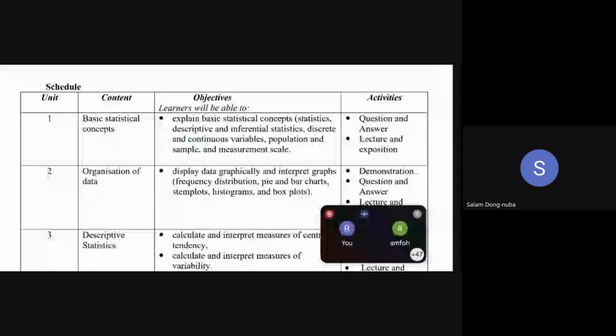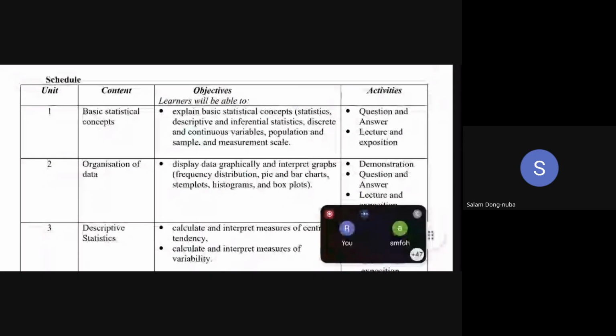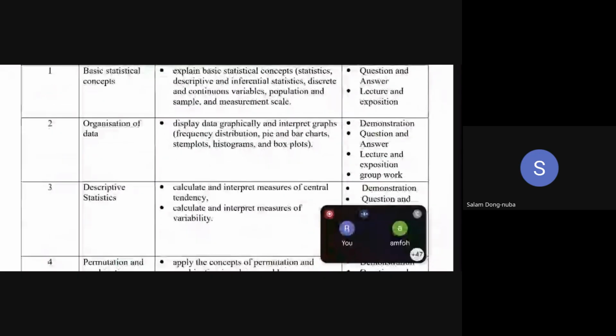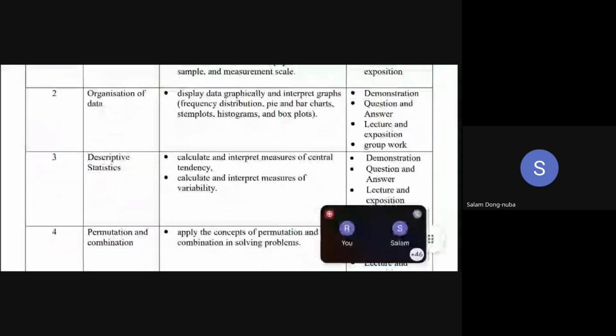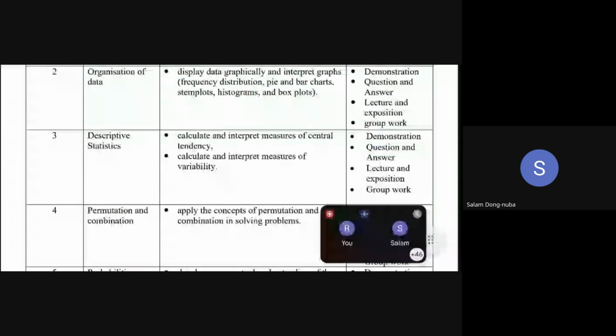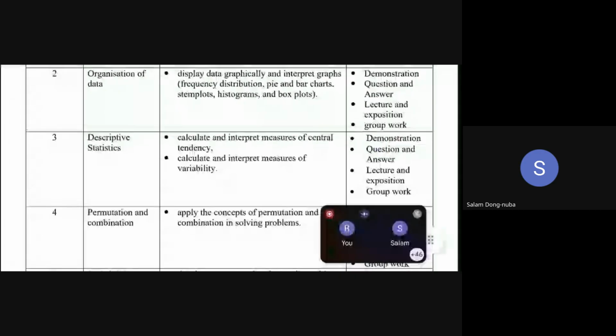Discrete and continuous variables, then population and sample and measurement scale. These are what we are going to look at today. And if there is time, we'll look at some graphical representation of data. We'll look at frequency distribution, the pie chart, the bar, the stem plots, histogram, and box plots, which I think most of us are familiar with some of them.